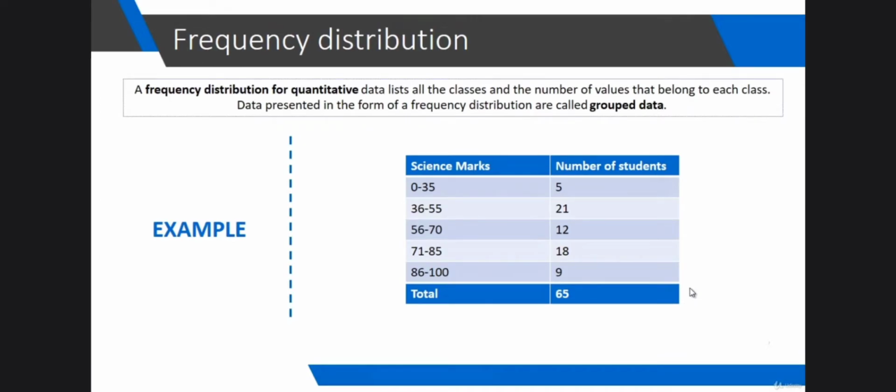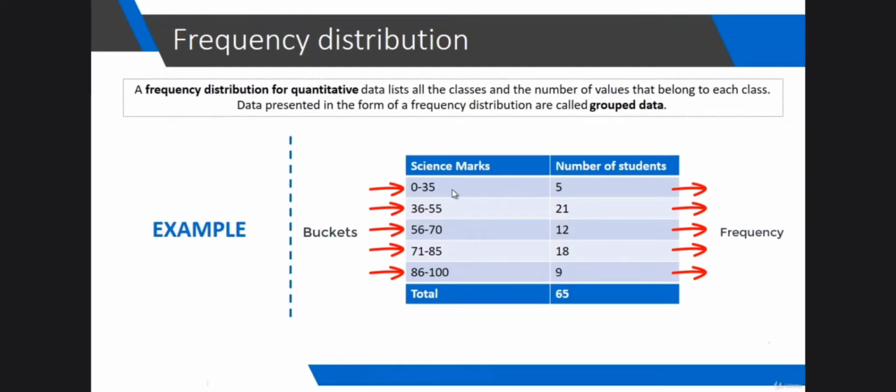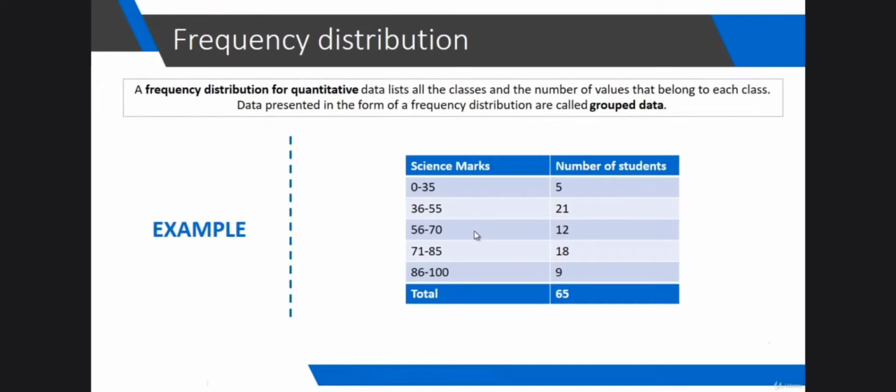Earlier we saw frequency distribution for qualitative data. Now let's see frequency distribution for quantitative data. For quantitative data, we have to create the buckets first. And when we create these buckets and assign the frequency of occurrence of values that belong to that bucket, we get grouped data. So suppose we have a list of students and their science marks. This is ungrouped data. But when I create categories of marks such as 0 to 35, 36 to 55 and so on, and find out the number of students who have scored marks in each category, I get this table, and this table is grouped data.